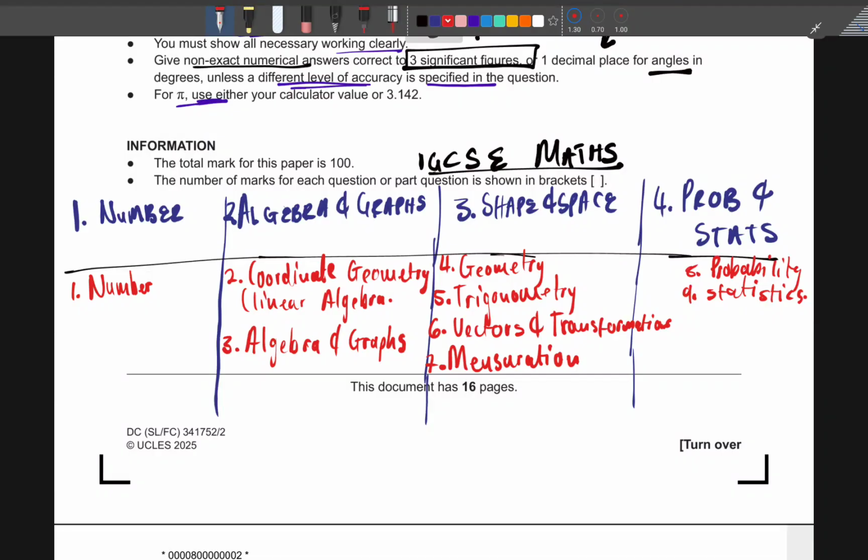Translation is a type of transformation. Rotation is a type of transformation. Reflection is a type of transformation. Enlargement, which people think only means making it bigger. No, you can make it smaller by multiplying by a fraction. It's still a type of enlargement. Vectors, we'll talk about it. A walk in the park. We'll talk about the small things you've got to know about vectors, and we'll see how it goes.